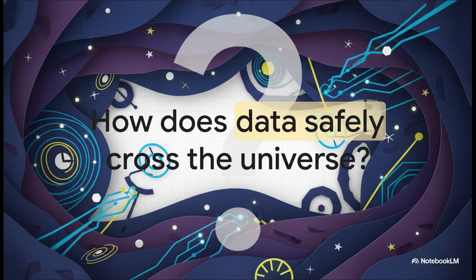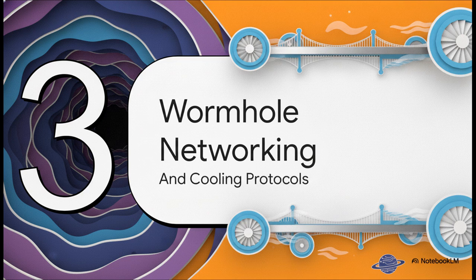Now, you might be wondering, what happens when we need to bypass those standard speed-of-light throttles and send data across the universe instantly? Because as we know, you can't just push more power through a physical space channel without violating causality. That's a huge rule. That brings us to Section 3, wormhole networking and cooling.